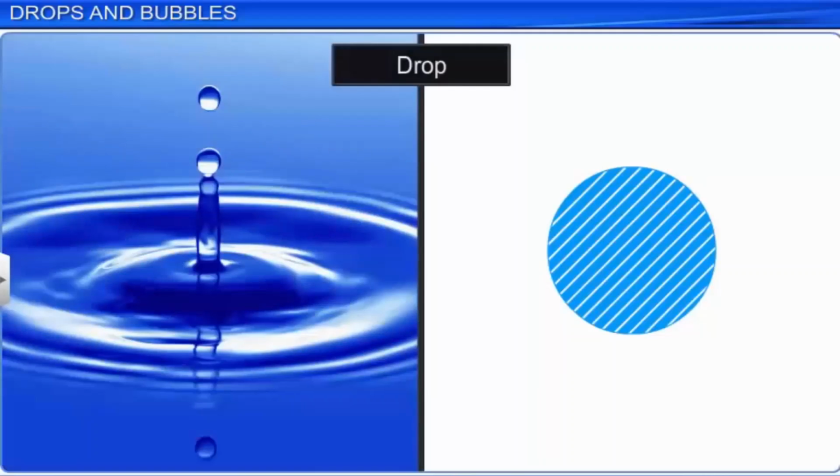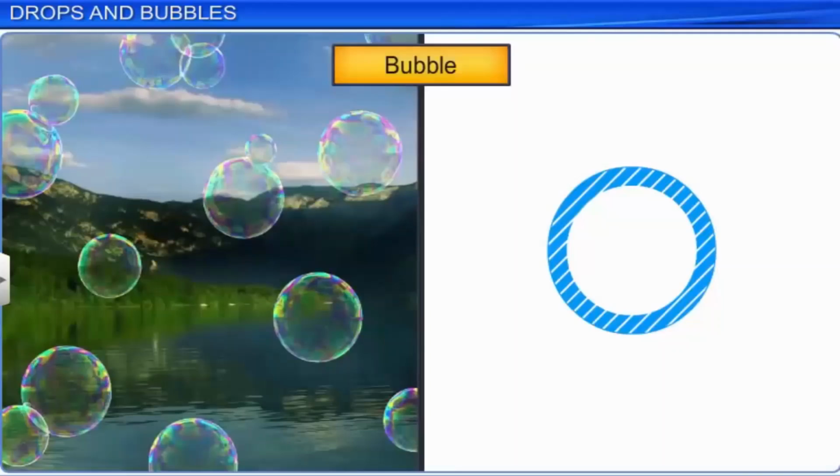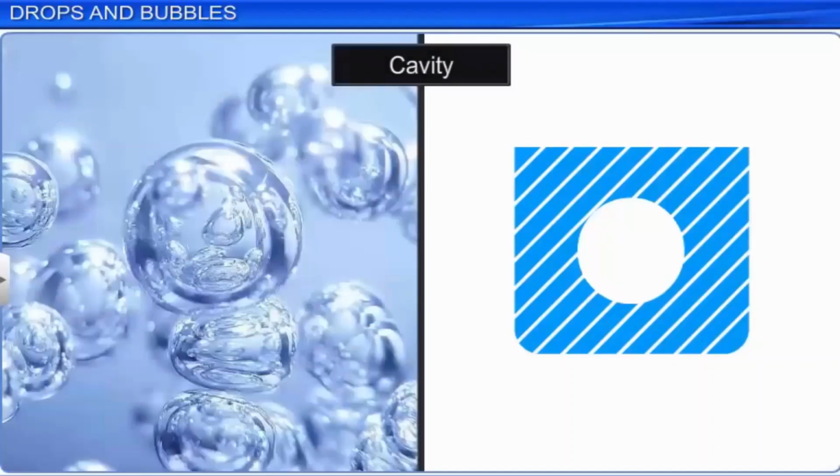A drop is a small volume of a liquid bounded completely by a free surface. A bubble has two spherical interfaces, one convex and one concave, separated by a thin layer of liquid. A cavity is formed when a small volume of gas is trapped in a liquid. It is like a bubble surrounded on all sides by a liquid.